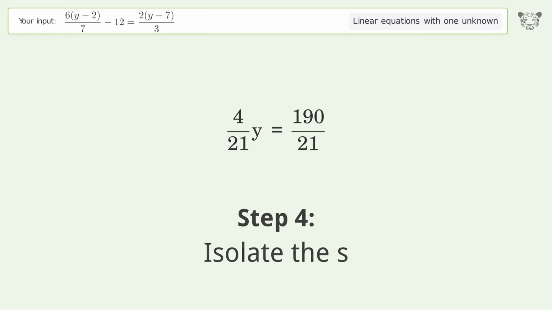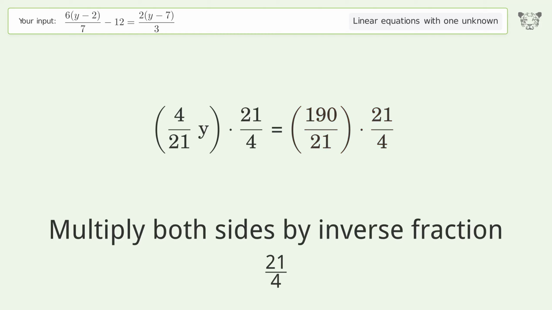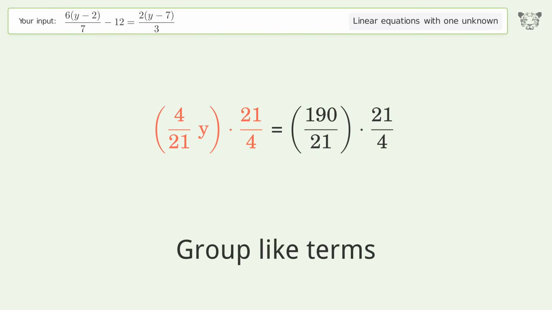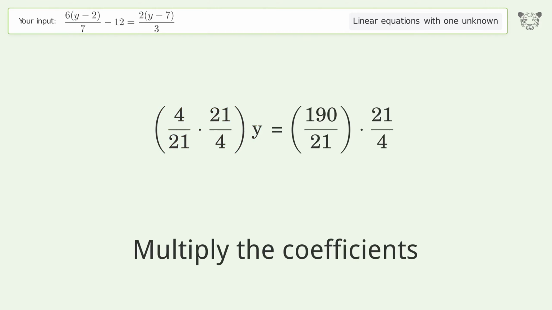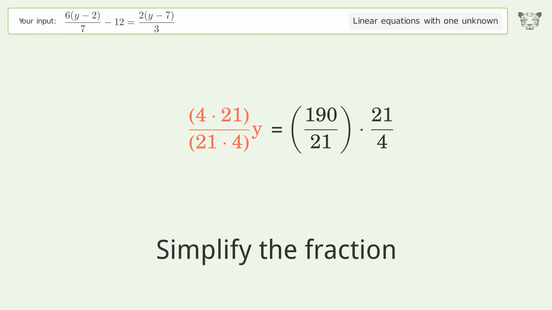Isolate the s. Multiply both sides by inverse fraction 21/4. Group like terms. Multiply the coefficients. Simplify the fraction.